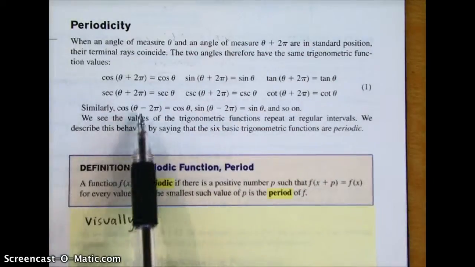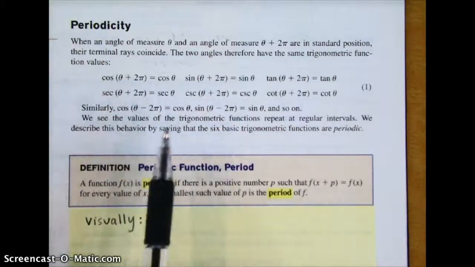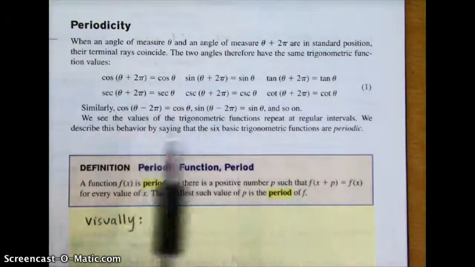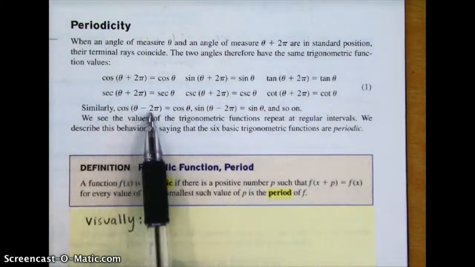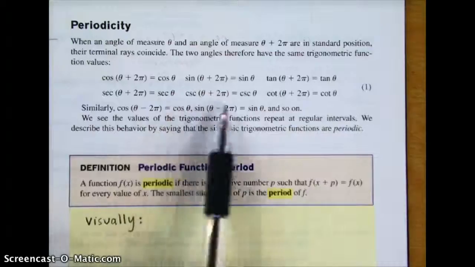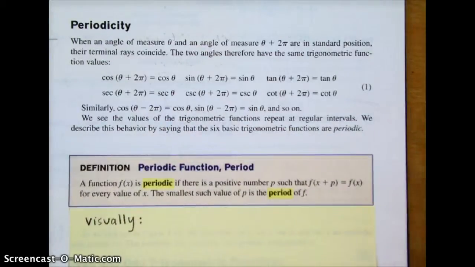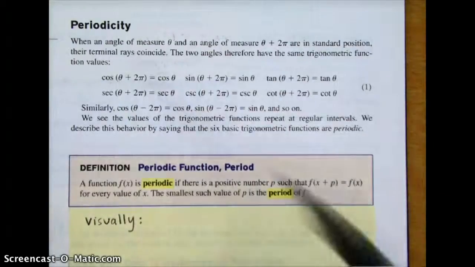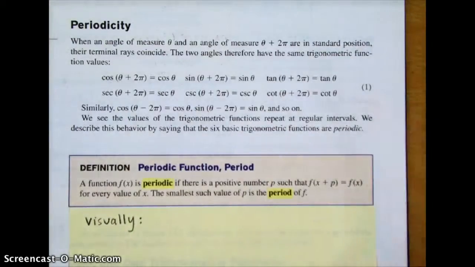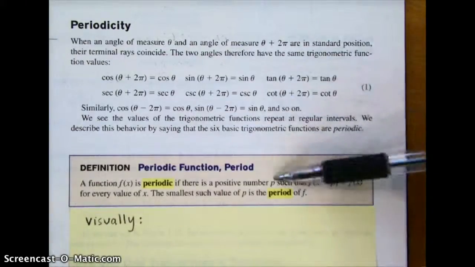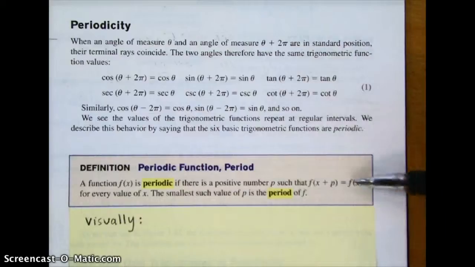Similarly, you could also subtract it, because going the other way around the circle would also land you at the same point. So cosine of theta minus 2 pi is the same thing as cosine of theta, etc. We see this visually when a function repeats at regular intervals. The formal definition of a periodic function, and all of the trig functions are periodic, is that f of x is periodic if there is a positive number p such that f of x plus p equals f of x. For the trig functions, this p value is 2 pi.